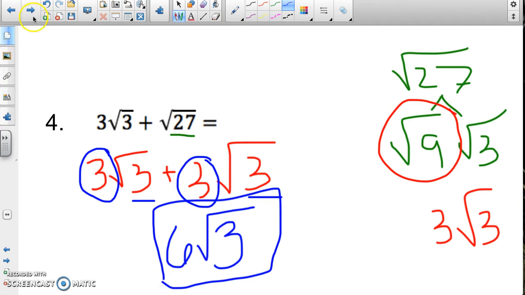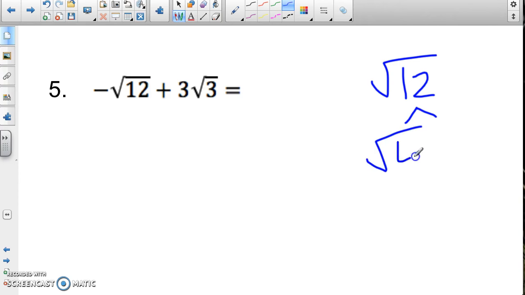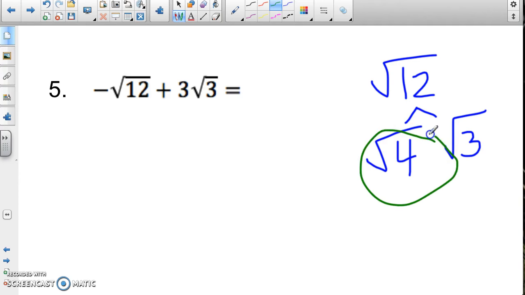Okay, I think we have one more left. Yes, one more example. Okay. Number 5, negative radical 12 plus 3 radical 3. So if I break up radical 12, there are two numbers that multiply to 12, and remember that one has to be a perfect square. So we have 4 and 3. And of these two numbers, the 4 is the perfect square. The square root of 4, as you well know, is 2. So we have 2 radical 3, and that's how you simplify radical 12.